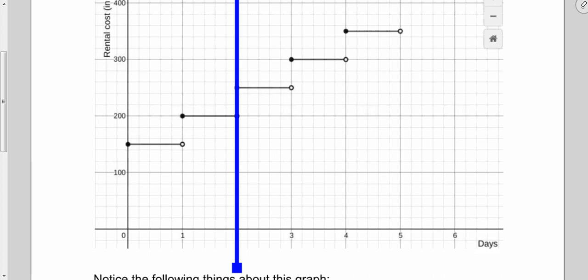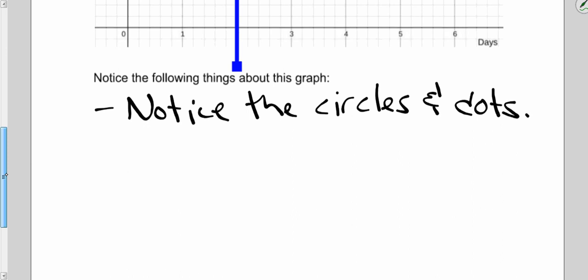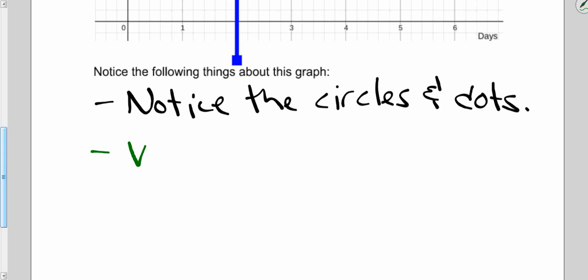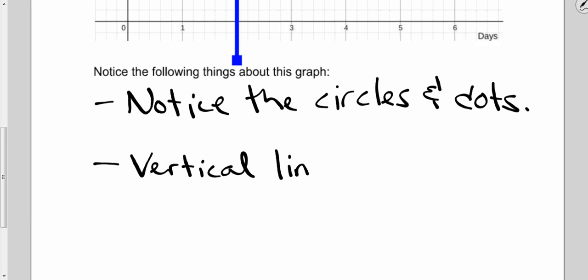Okay? So, vertical line test. And that's how we check for functionality in graphs.